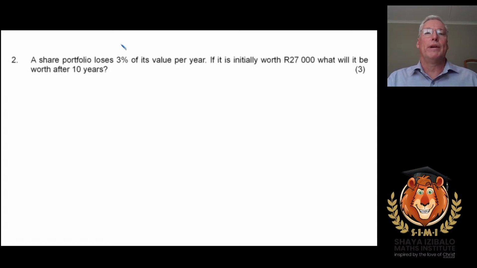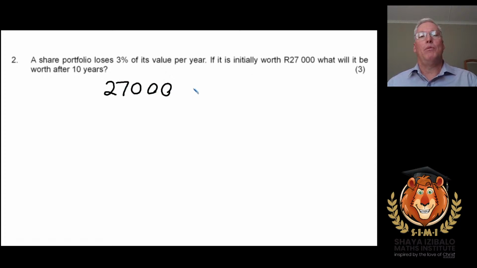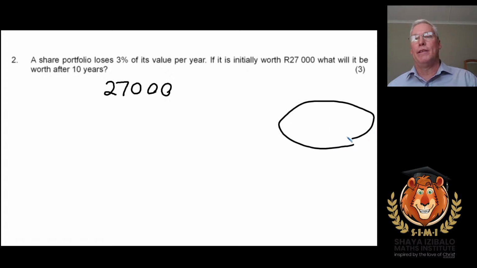Okay. A share portfolio loses 3% of its value each year. If it's initially worth 27,000, what will it be worth after 10 years? Well, after 1 year, we're going to take our 27,000 and, now if we want to lose 3%, what's our multiplier? Anyone want to just type into the chat? What would our multiplier be? And I'll give you a hint, it's less than 1.